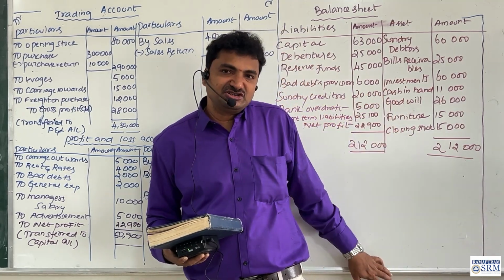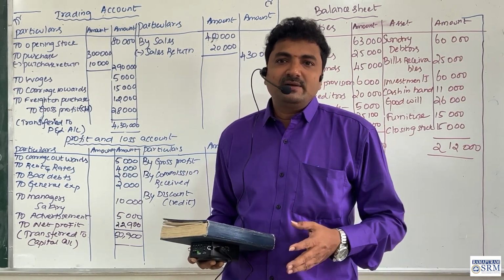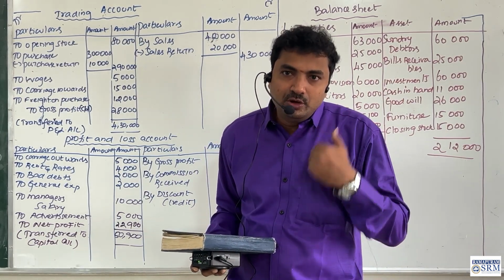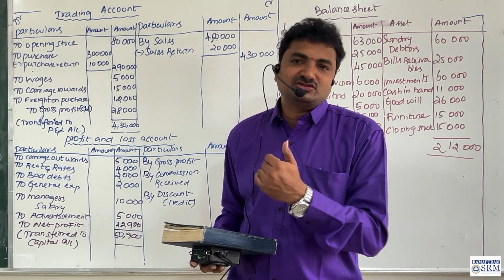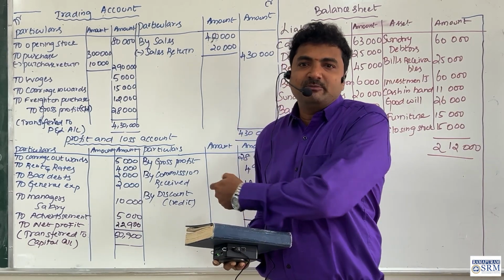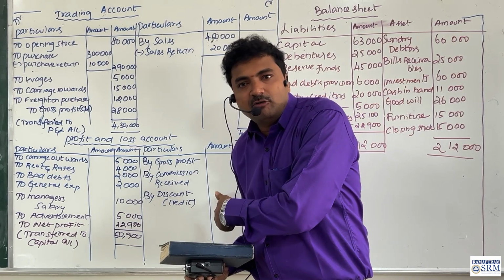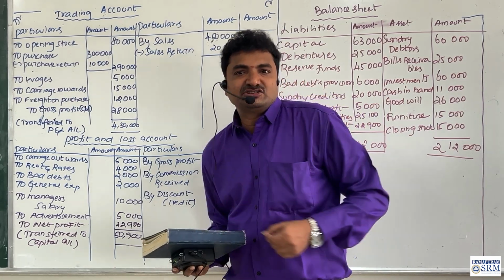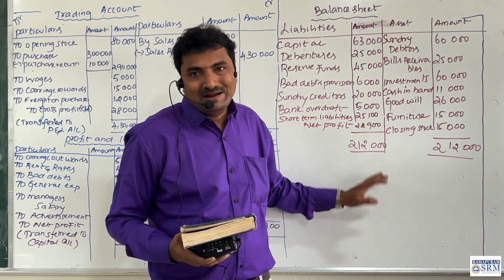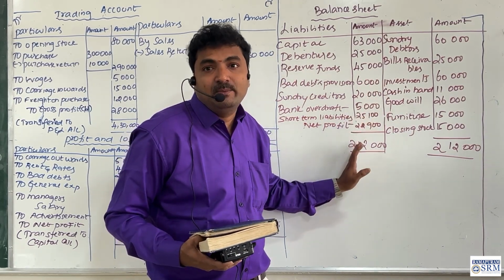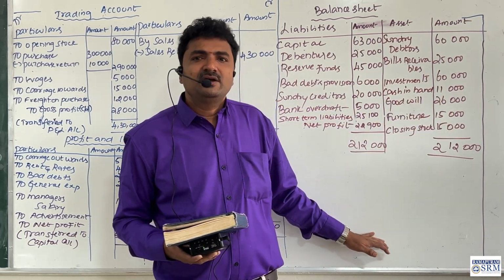Before closing the session, a small and quick recollection. We prepare the trading account because we should know your company's gross profit as well as gross loss. We prepare the profit and loss account to know your company's net profit as well as net loss. Finally, as a proprietor, we should know your company's complete liability part as well as asset part. That is very, very important.